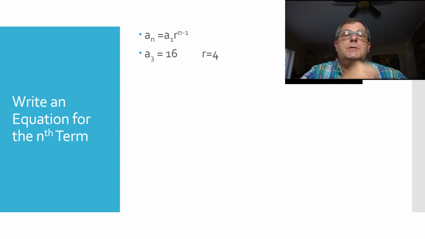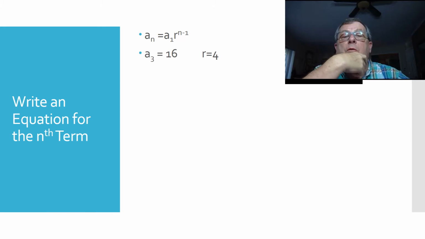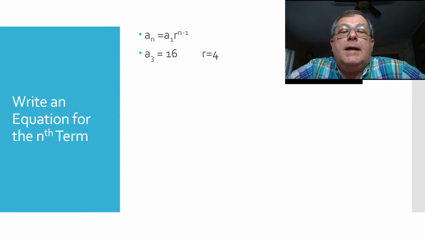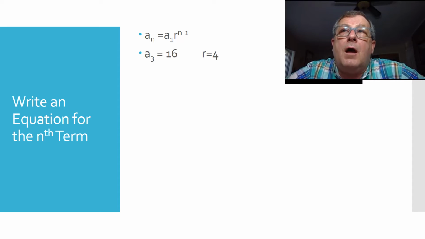Okay, mathematicians. We're still here going to be writing an equation for the nth term. We've got our basic nth term formula for a geometric sequence: A_n equals A_1 r raised to the power of n minus 1. And let's see what data we've been given. Well, we've been given A_3 is equal to 16. And we've been given the common ratio 4.